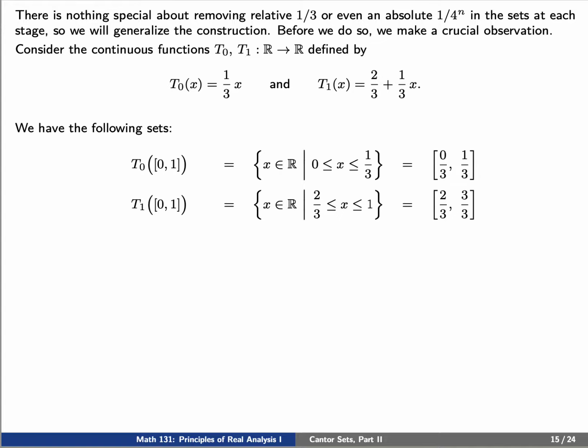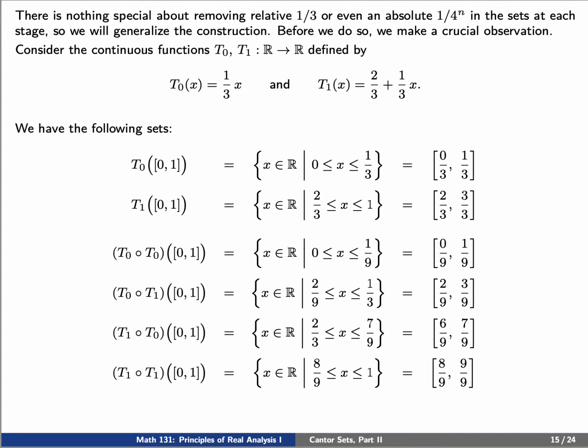So for example, by looking at the first linear polynomial, t0 of x is 1/3 x, we find that the image of the interval from 0 to 1 is just the interval from 0 to 1/3. Similarly, by looking at the polynomial t1 of x is 2/3 plus 1/3 x, we see that the image of the interval from 0 to 1 is the interval from 2/3 to 1.